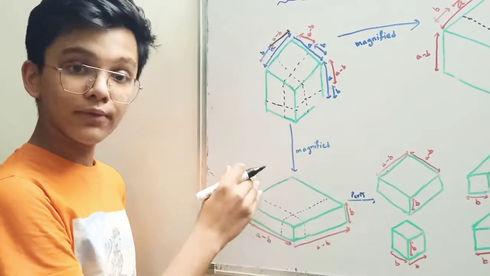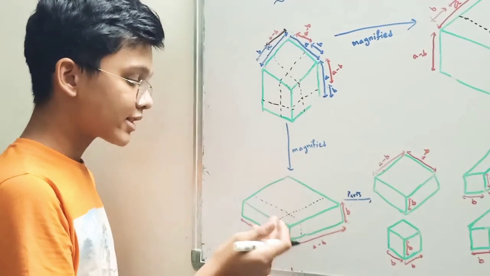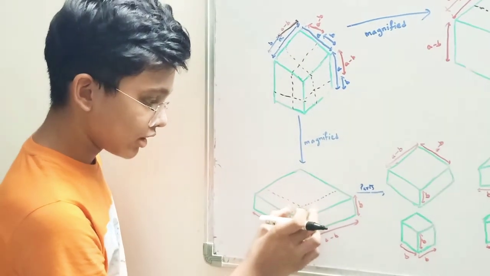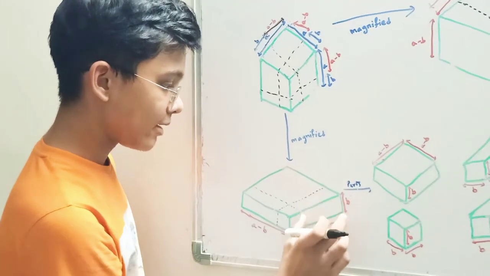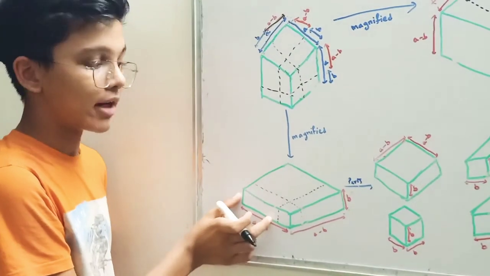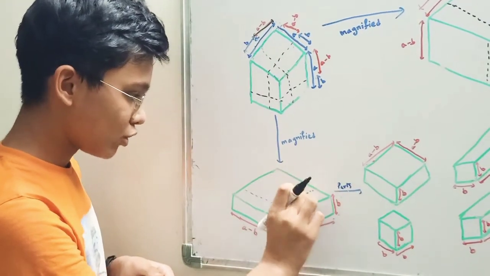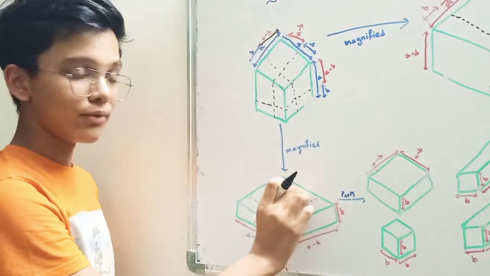Now let's cut this forward. So let's cut this also. So this part we will take as one part. This will be our second part and this will be our third part. And this cube as a whole will be our fourth part.